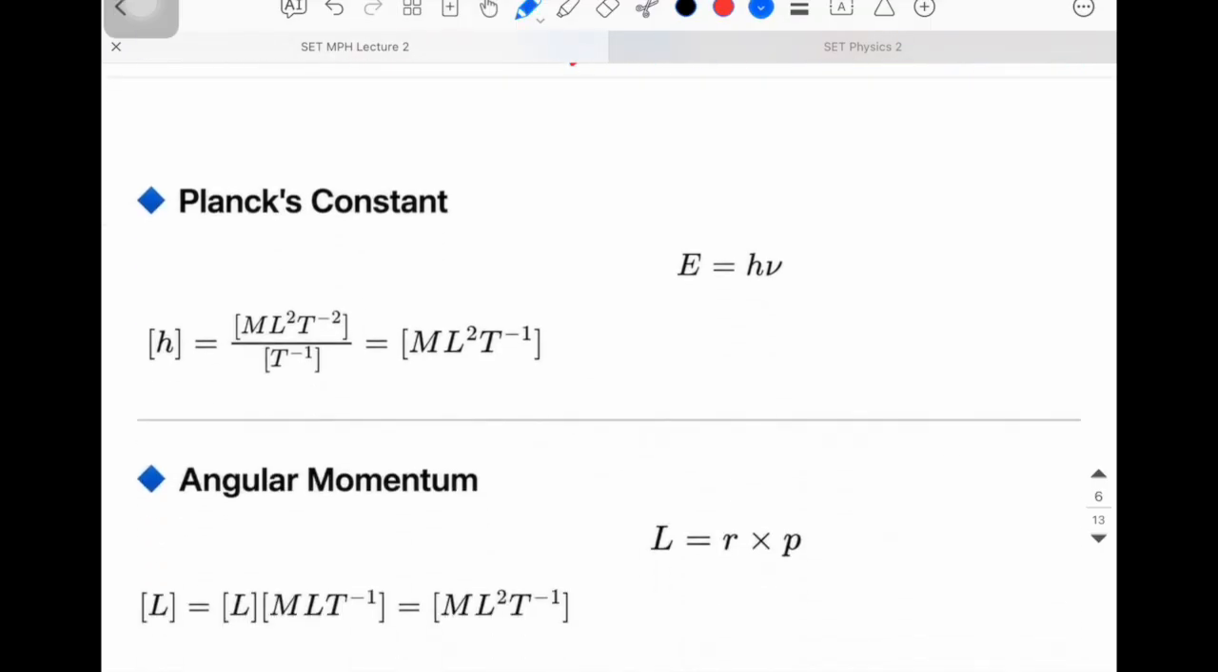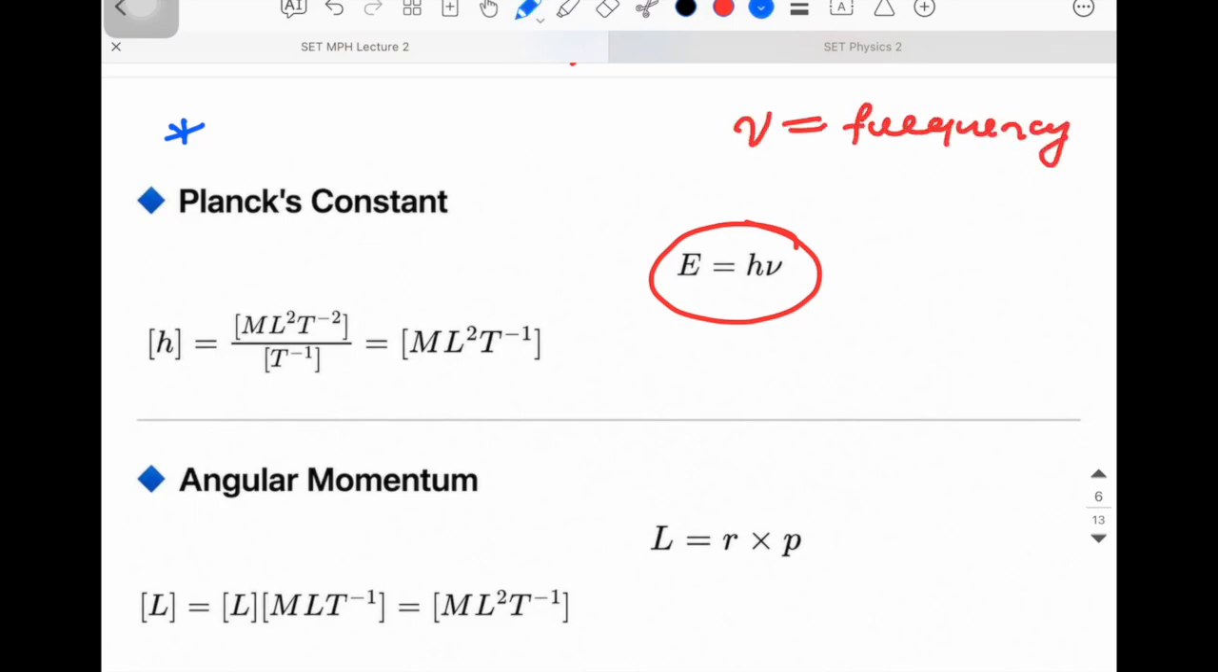Another question, this is also asked: dimension of Planck's constant. We know that the energy of a photon equals h nu, where nu is the frequency. Frequency is 1 upon the time period. So the dimension of frequency is 1 upon T.